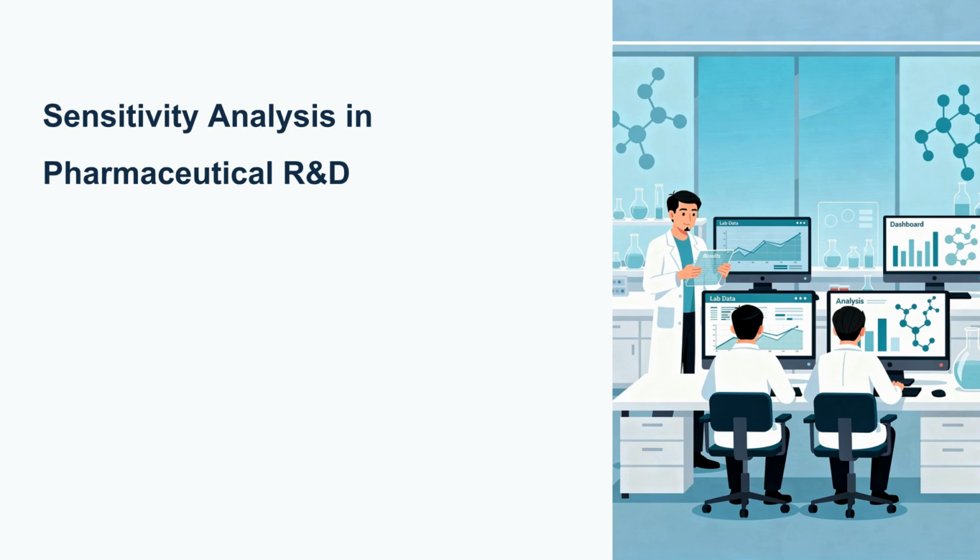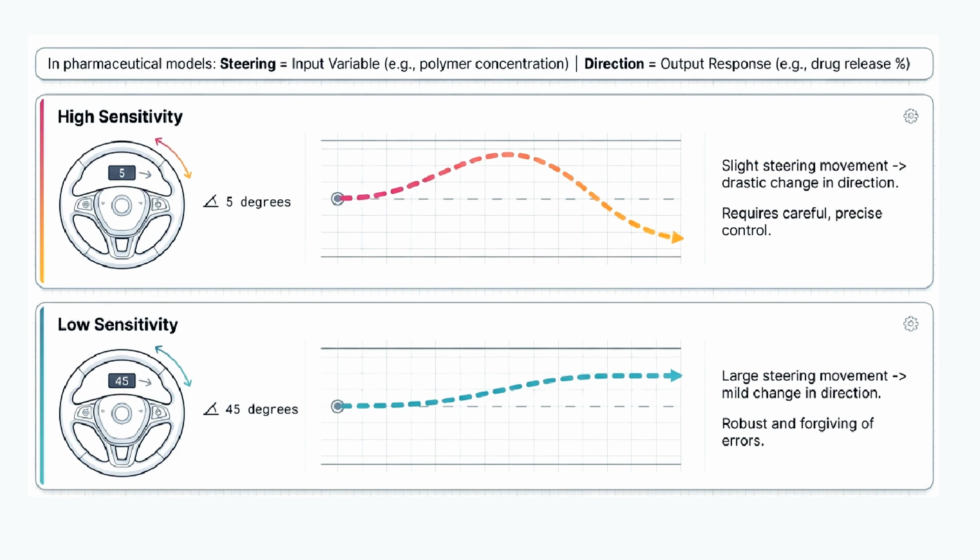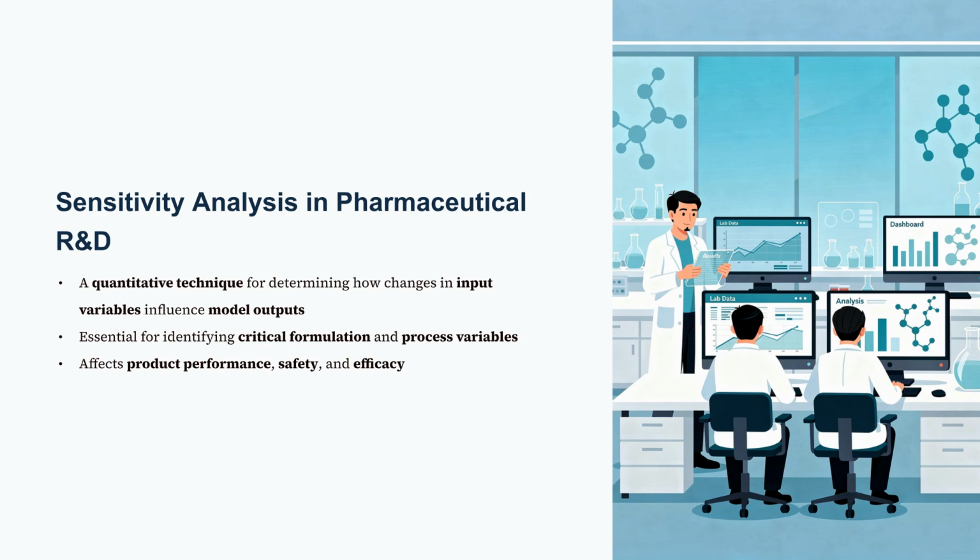This video focuses on sensitivity analysis, a crucial topic in pharmaceutical research and development. Sensitivity analysis can be intuitively understood using a steering analogy, where high sensitivity means a small input causes a drastic change in direction, and low sensitivity means a large input causes only a mild change.